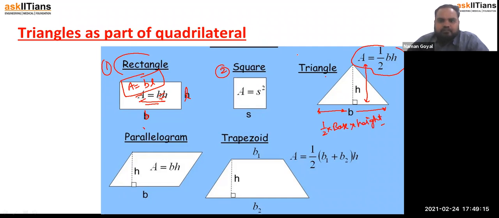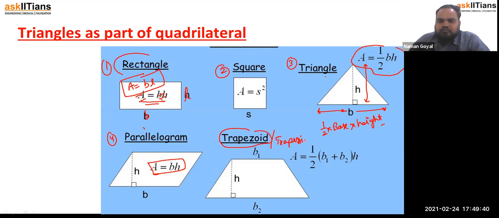Now this is the third one, this is the fourth one. Fourth one is parallelogram. So for parallelogram, area is base into height. Not 1 upon 2, only base into height is the formula. Okay, so this is height and this is base. Trapezoid is also known as trapezium.